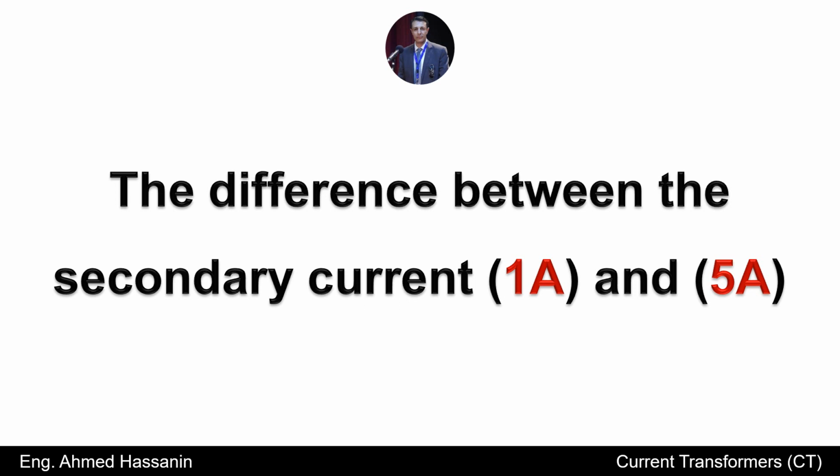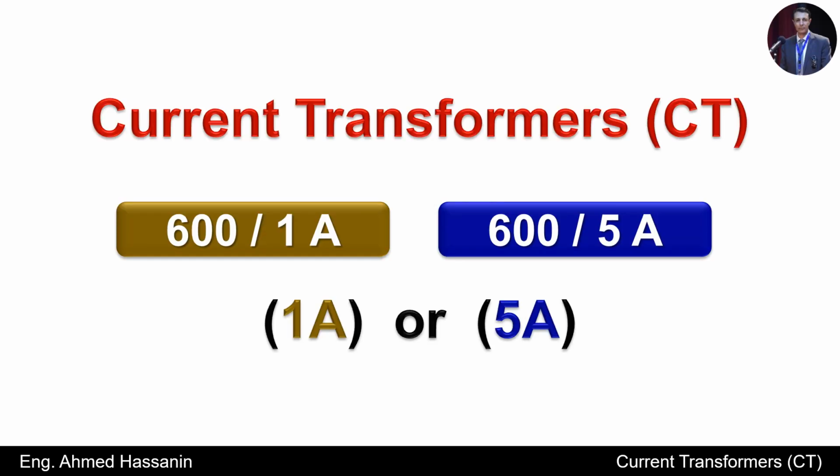In the name of Allah, in this lecture, I will talk about the difference between the secondary current 1 ampere and 5 amperes. If we have two current transformers, the first is 600 amperes to 1 ampere, and the other is 600 amperes to 5 amperes, what is the difference between the secondary current 1 ampere and 5 amperes?